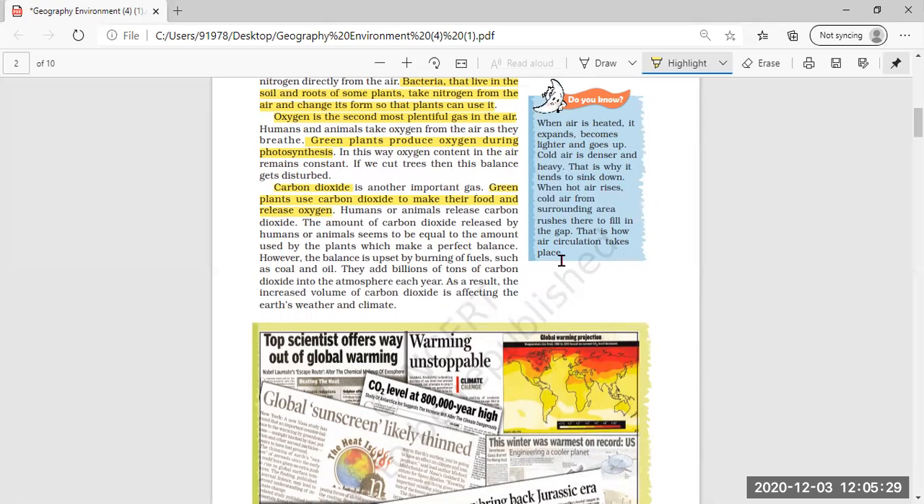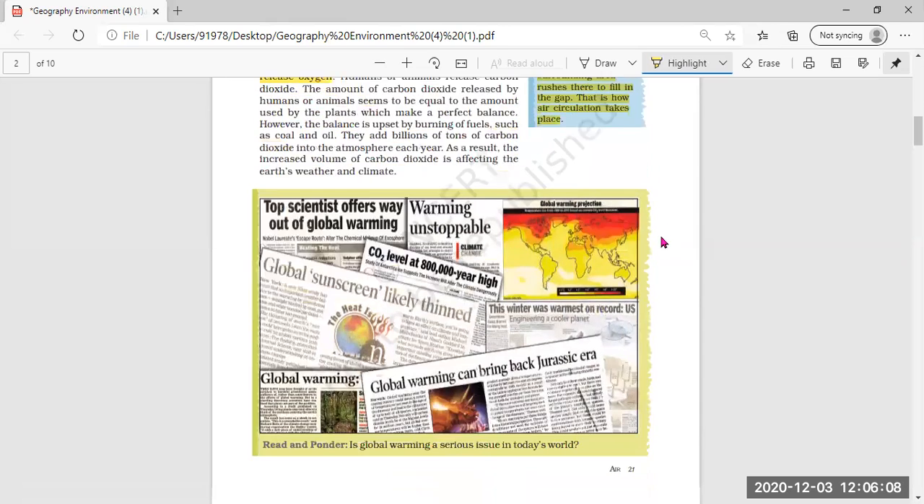air circulation takes place. That means as soon as the lighter air, that is the hot air, becomes light and goes up, the cold air, which is denser and heavy, sinks down and fills the gap produced due to the rising of the hot air. That cold air fills that gap, and this is how air circulation takes place. You can underline this also, how the air circulation takes place.